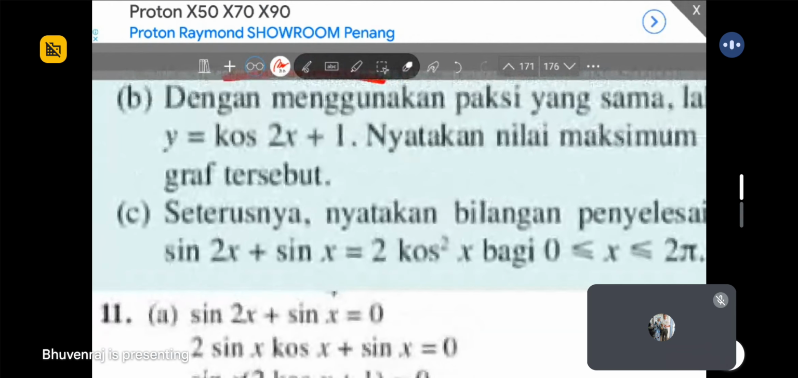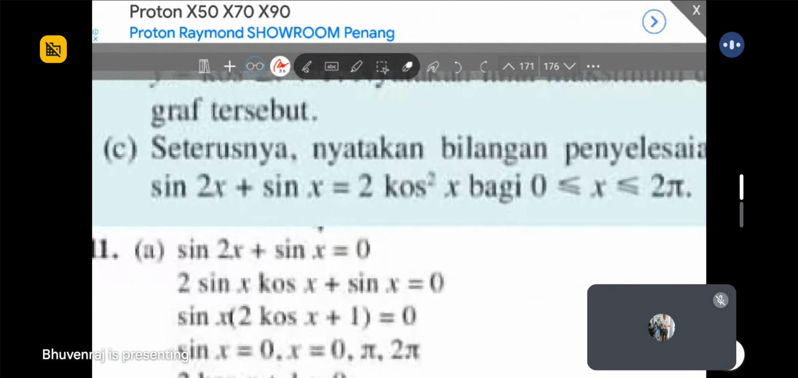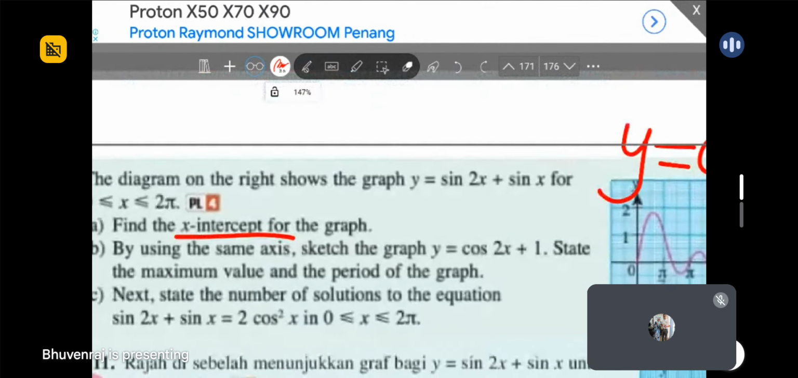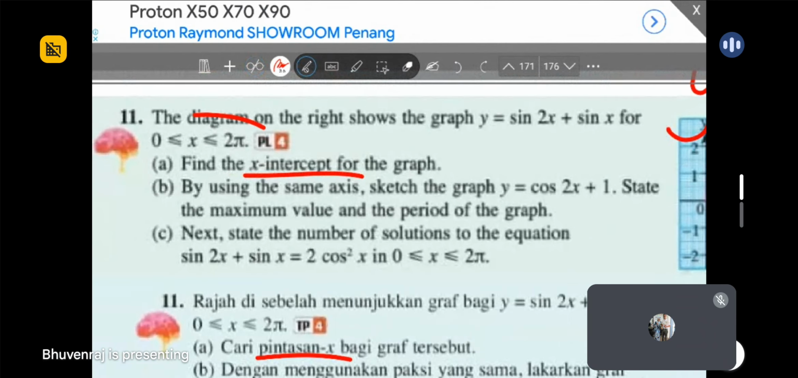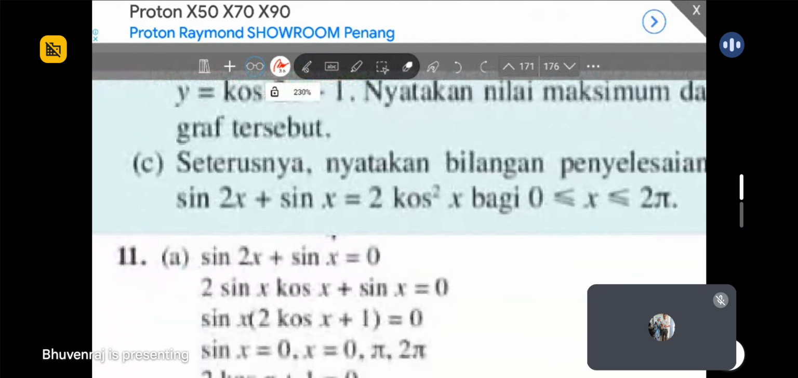Okay, so over here, you can see the common term, sebutan serupa, is sine x. So you just take it out, faktorkan. So you will have sine x is 0. So 3 possible answers. Remember your domain, 0 until 2 pi. So jawapan hanya boleh yang ni. Okay, so you will get 0, pi and also 2 pi.